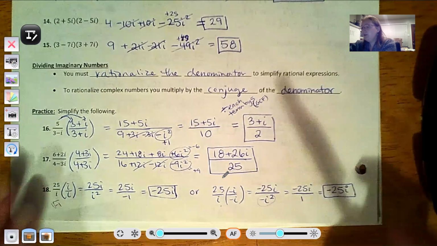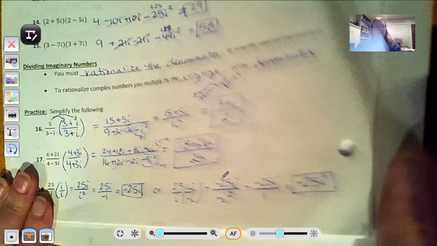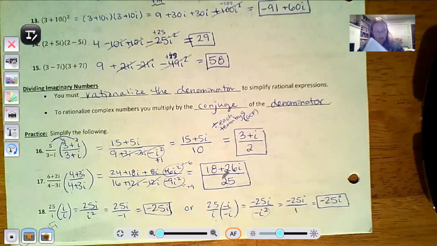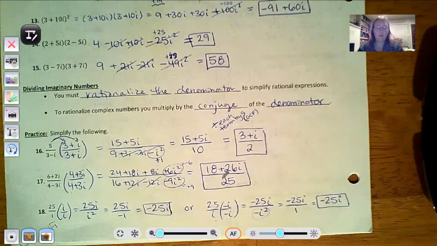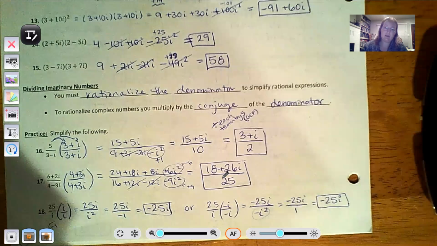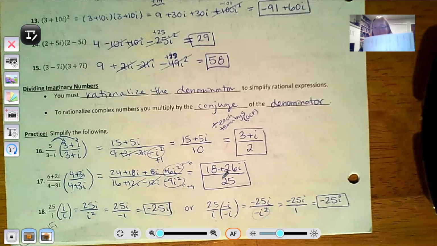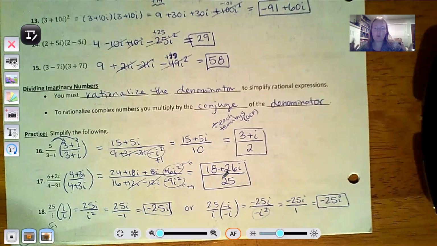So I believe, I'm going to double check, but I believe that is, yep, that is it for 7.7. Do you have any questions about any of that overview?